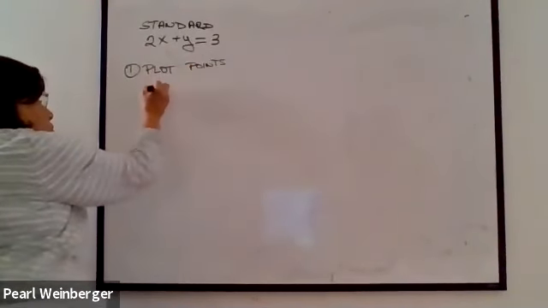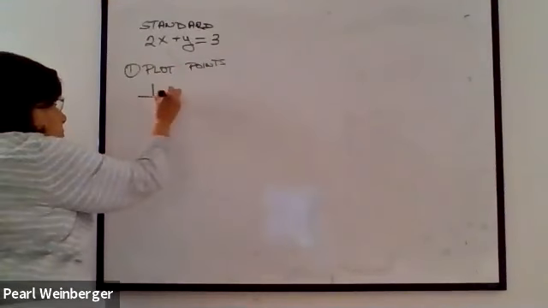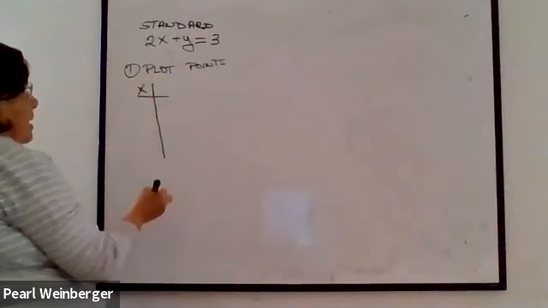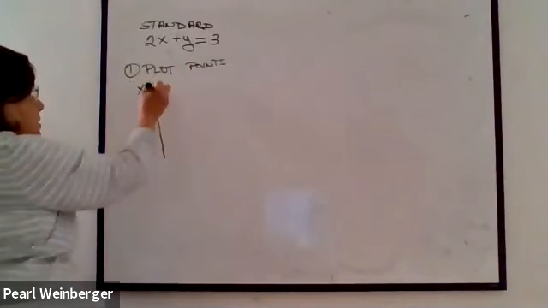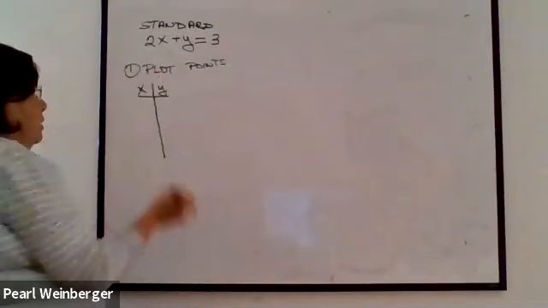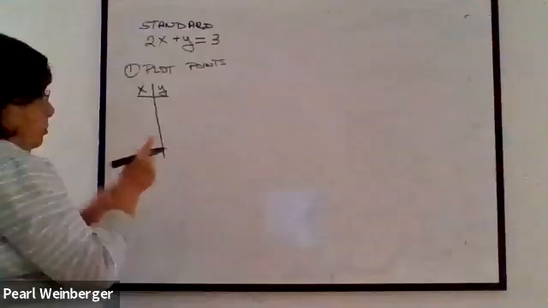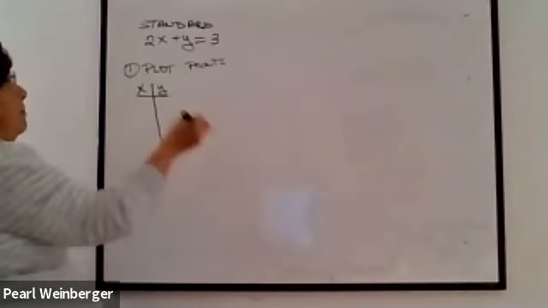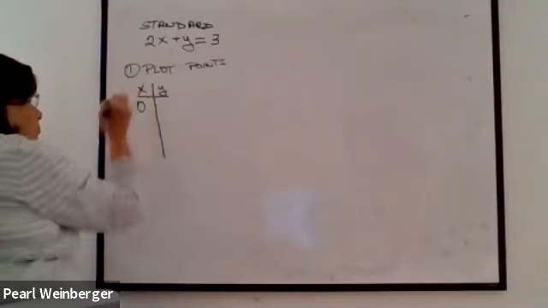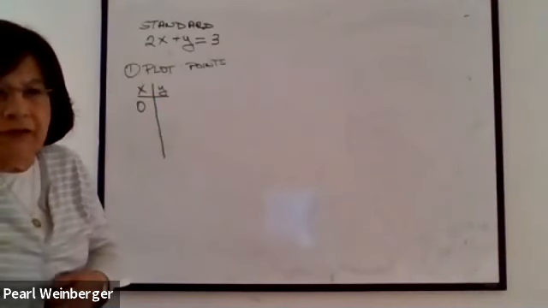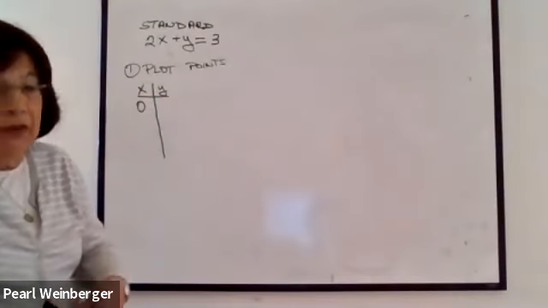Or just making a chart of values, where you'll pick one number to be the x, and you'll use your equation to figure out the y. For example, you can pick any number you want for x. Let's say I pick x to be 0. I always like to pick 0 for x because it's an easy number to work with.